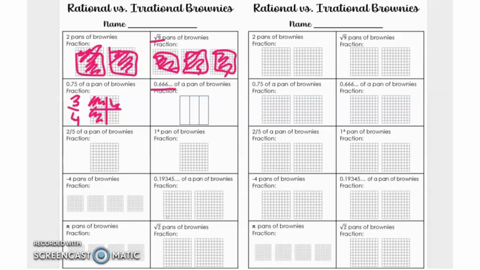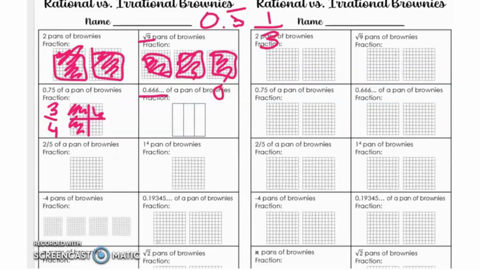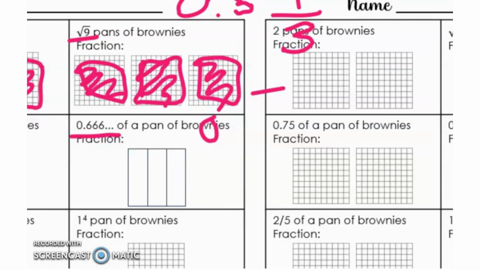All right, 0 and 6 repeating. That is also the same as 0.67. That is just one of the repeating decimals that we have to memorize. So 0 and 3 repeating is 1/3. And then 0 and 6 repeating, yikes, 0 and 6 repeating is 2/3.